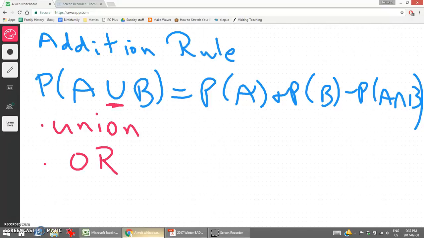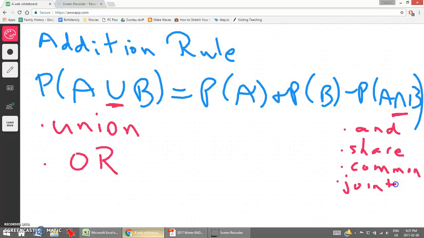in common. So for this symbol here, some keywords are "and," basically a sharing of the two events, what they have in common, the joint probabilities, the probability of A and B occurring. So those are keywords. We'll go over an example of the addition rule and why we would have to subtract out what they share in common.